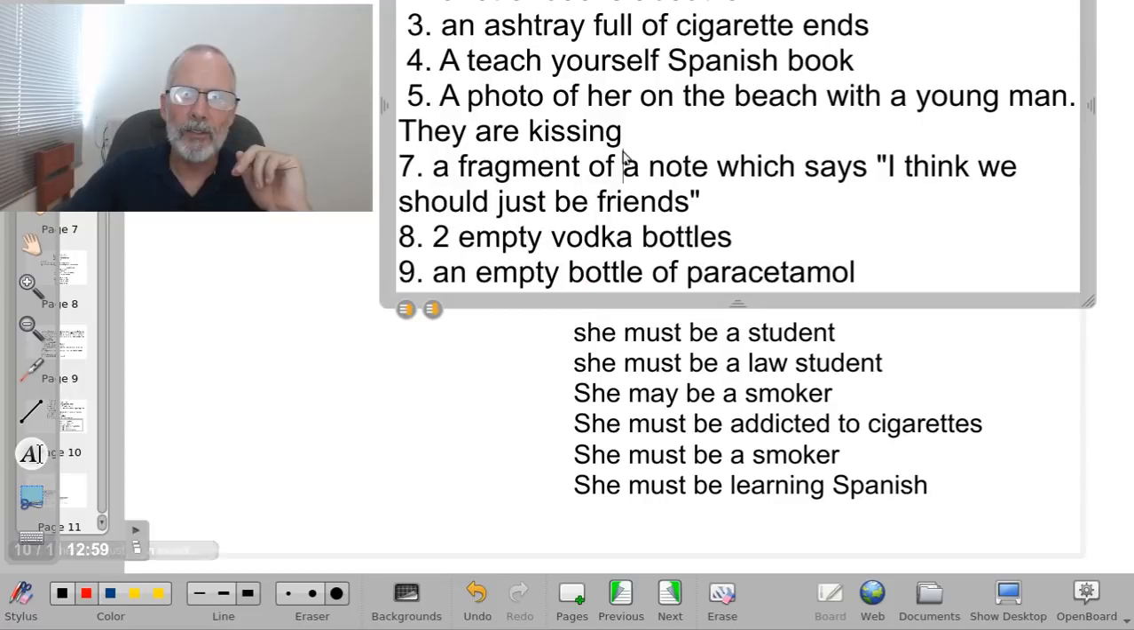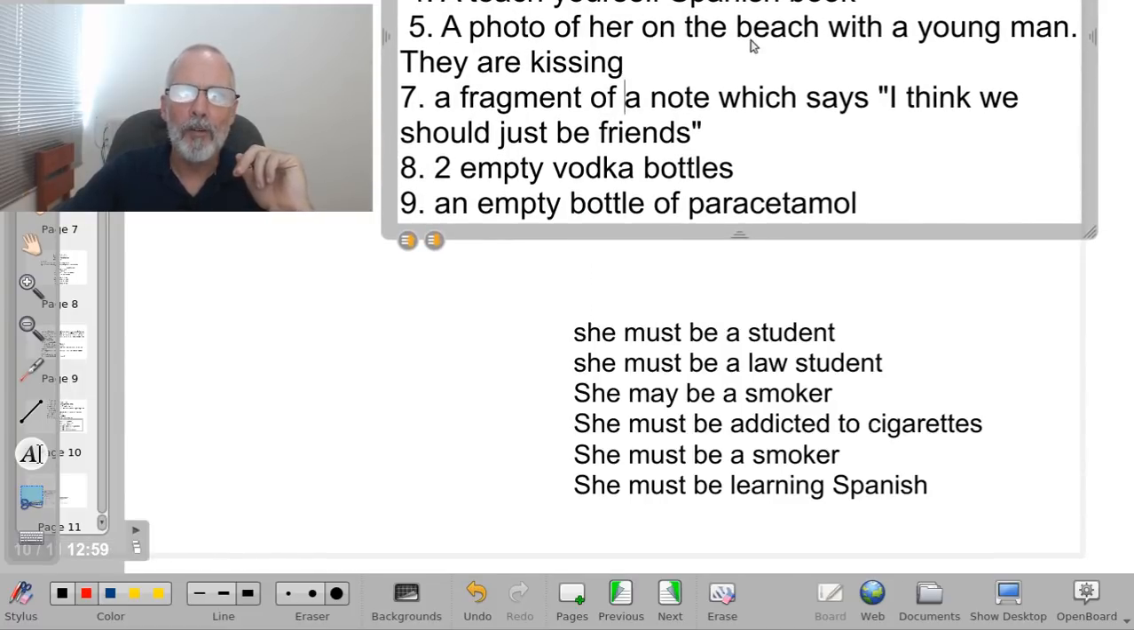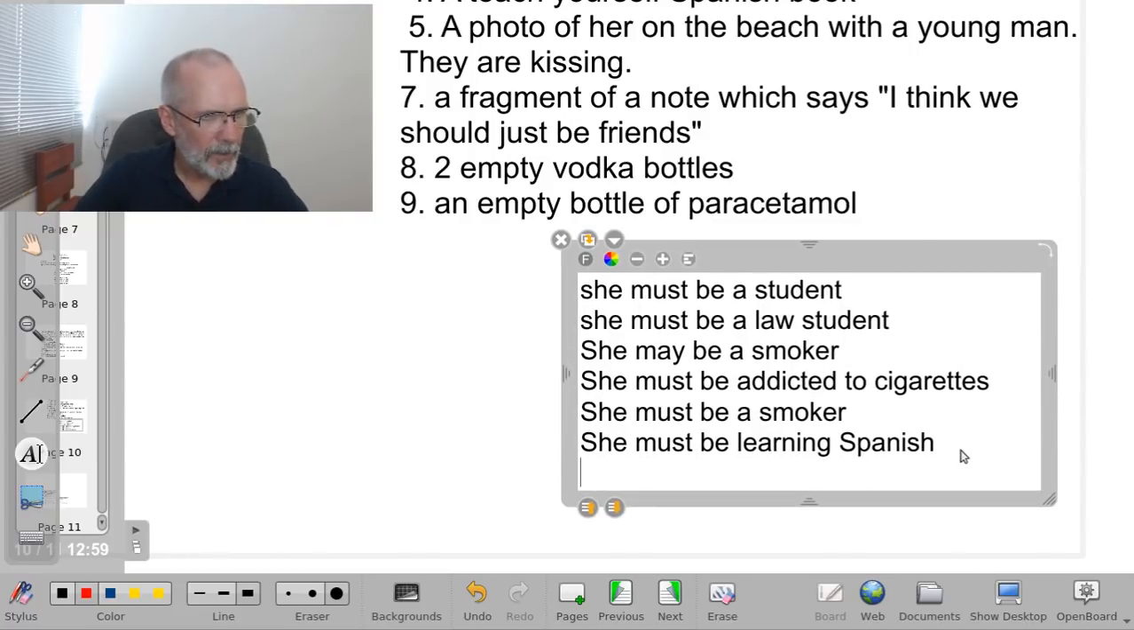What do we have next? We have a photo of her on the beach with a young man. They are kissing. What deductions can you make about this? She must be a Spanish speaker. She might have a boyfriend.